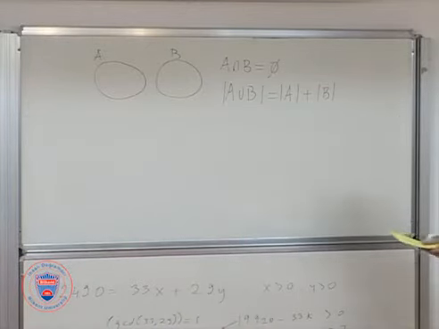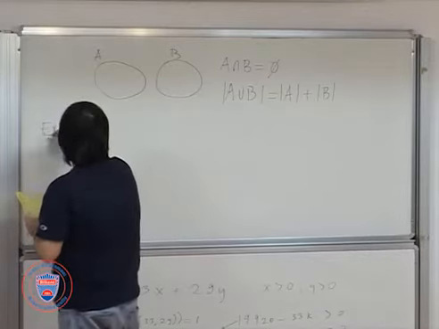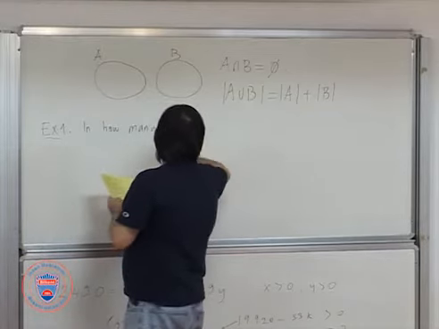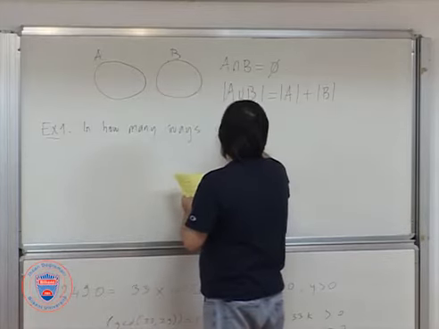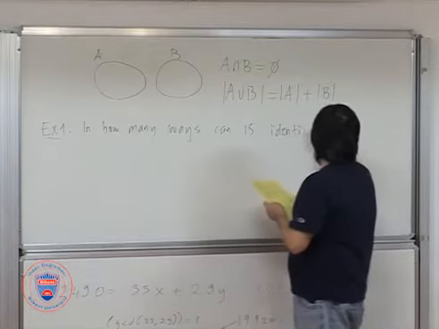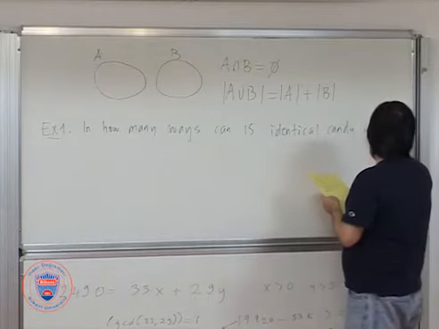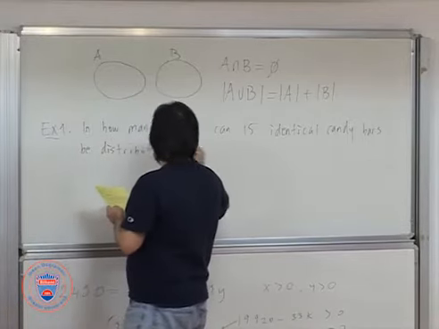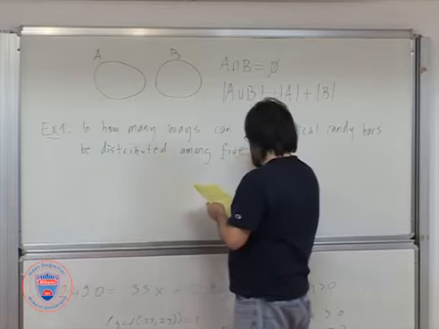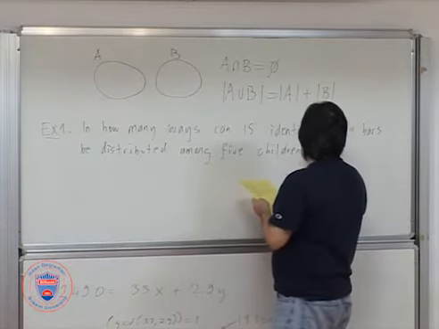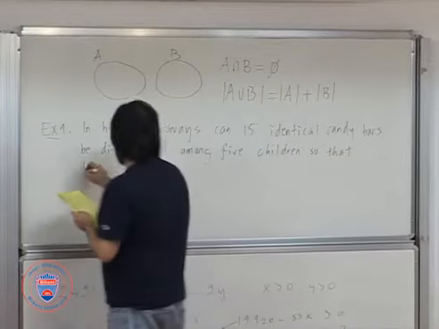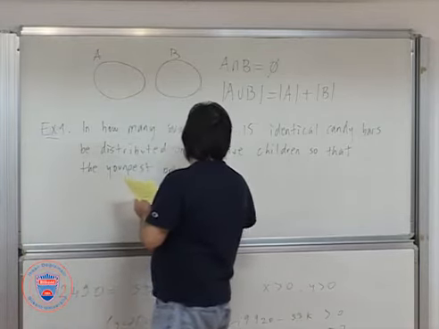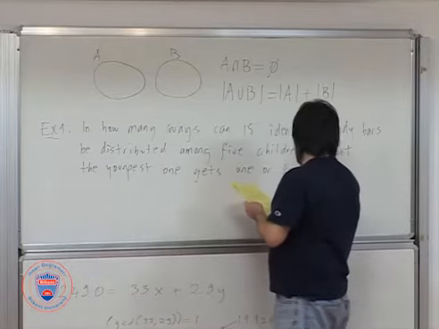Of course, we don't ask it that way. It comes up in a hidden way in many difficult questions. So let me write some questions where this is the principle for counting. So in how many ways, this is one of the questions, can 15 identical candy bars be distributed among 5 children so that the youngest gets 1 or 2 of them.